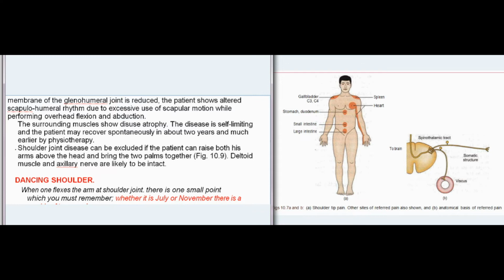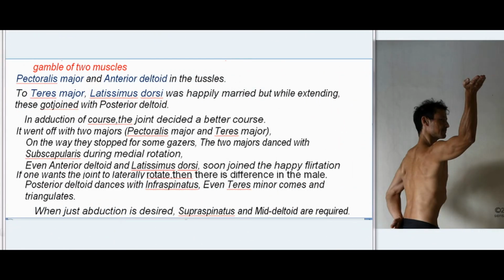Dancing shoulder. When one flexes the arm at the shoulder joint, there is one small point which you must remember: whether it is July or November, there is a gamble of two muscles, pectoralis major and anterior deltoid, in the tussle. To teres major, latissimus dorsi was happily married, but while extending, these got joined with posterior deltoid. In adduction, of course, the joint decided a better course. It went off with two majors, pectoralis major and teres major.